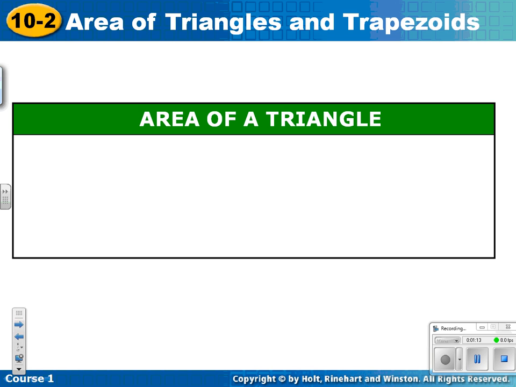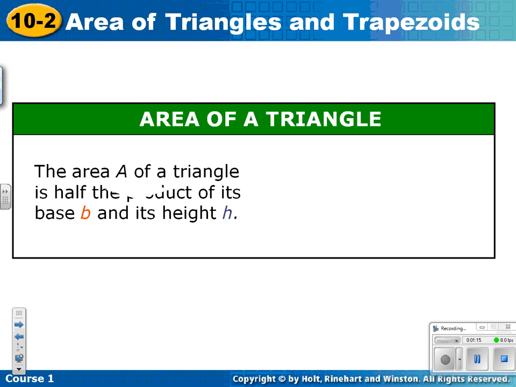As far as the area of a triangle goes, the area of a triangle is half the product of its base and its height. We have a word sentence right here. We want to make it into a math sentence. The area of a triangle is, that shows me A equals the area of a triangle. You see that much? A equals half the product.